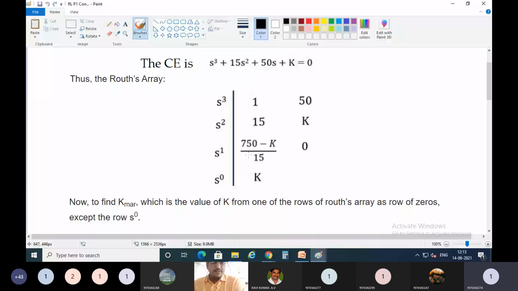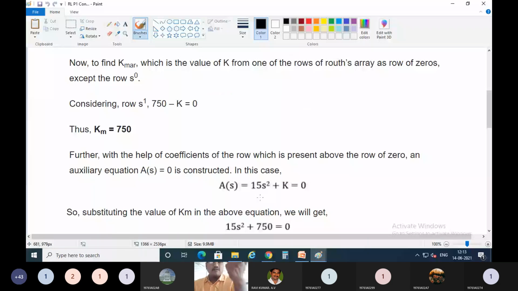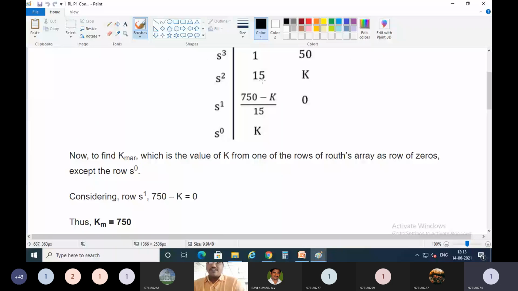I already told you about the auxiliary equation in case 3 of the RH criterion: if you get a row of all zeros, the row above it becomes the auxiliary equation. The row above all zeros is S square, 15 and K, so 15 S square plus K equal to 0. Taking K as 750, what S value are you getting?